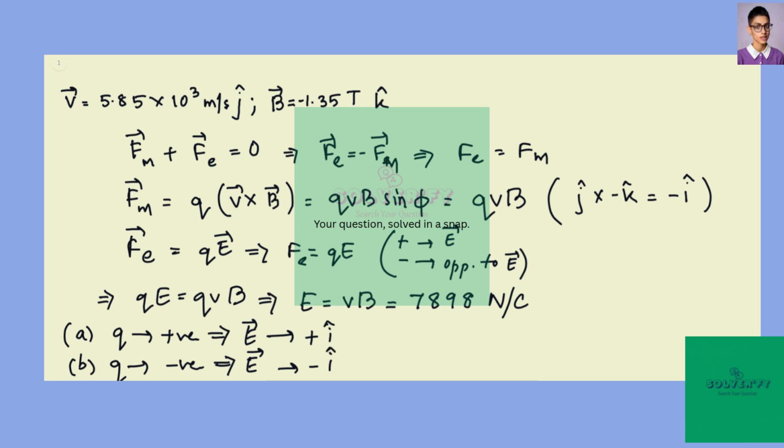Now, I think that's it. The same configuration of electric and magnetic field works as a velocity selector for both positively and negatively charged particles. So, yeah, keep that in mind.